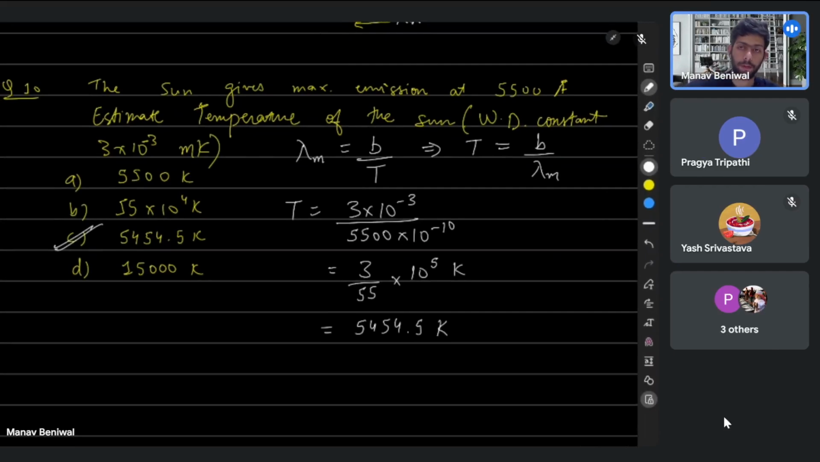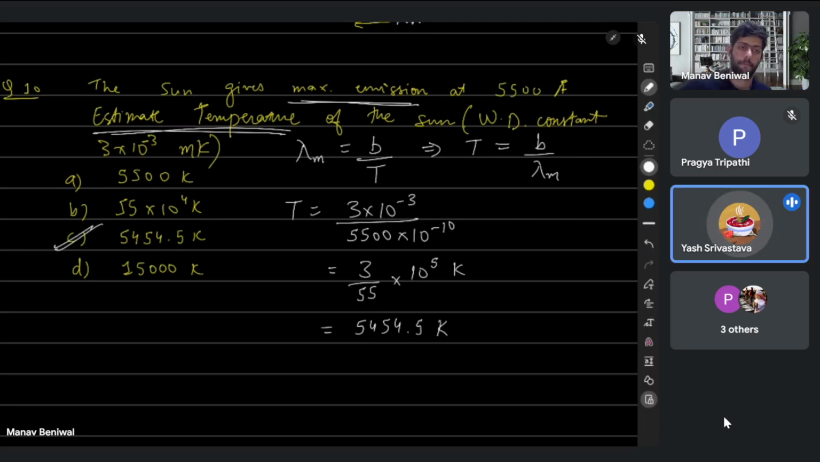So what this problem tells us is that if you look at very distant objects like the sun, for example, and you record its spectra, what radiation is coming at what wavelength, then by just knowing where the maximum emission is, you can estimate the temperature of these celestial objects, right? So basically you can make a thermometer using this rule.